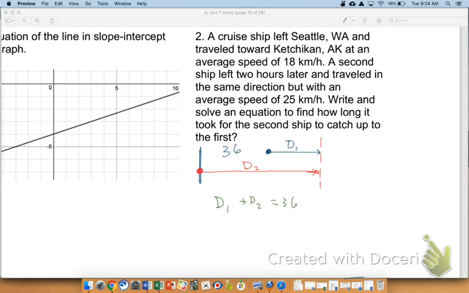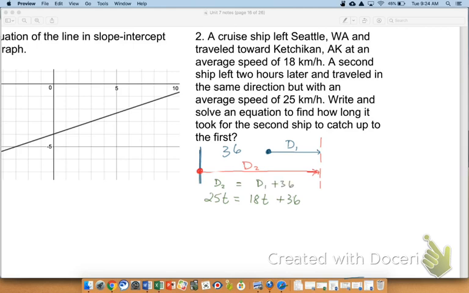So Coy, did you come up with a true relationship here? Yes. What'd you come up with? 25t equals 18t plus 36. Okay, so you kind of jumped a little bit ahead of me. I'm going to go back one step. Would you guys be all right if I wrote D2 equals D1 plus 36?